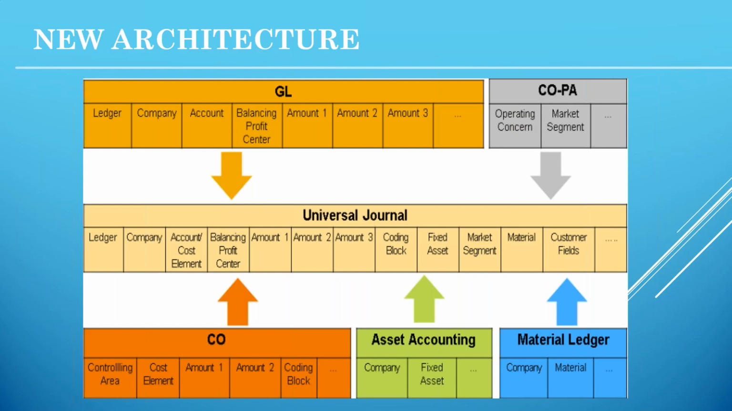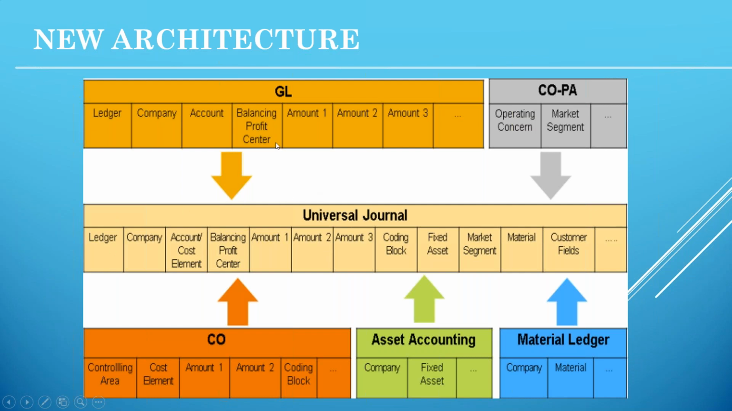HANA is an in-memory database. You don't need a separate memory or a separate database to store the data and do analytical processing. Everything can be done within the database itself. That gave SAP the advantage and flexibility to come up with something called the universal journal. Don't think of this as an accounting entry. This is a table itself, the universal journal. The word universal perfectly suits it, as I explained in the demo earlier.